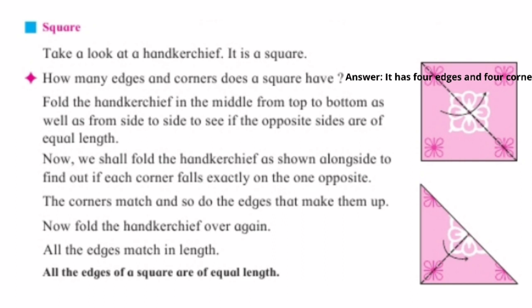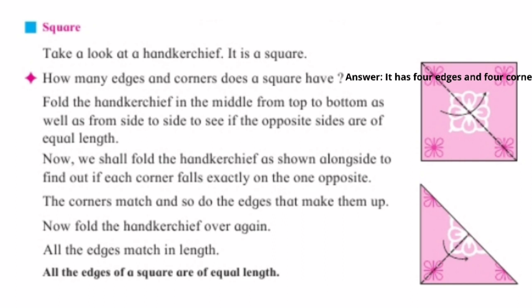The next is square. Take a look at the handkerchief. It is square. How many edges and corners does a square have? It has 4 edges and 4 corners.